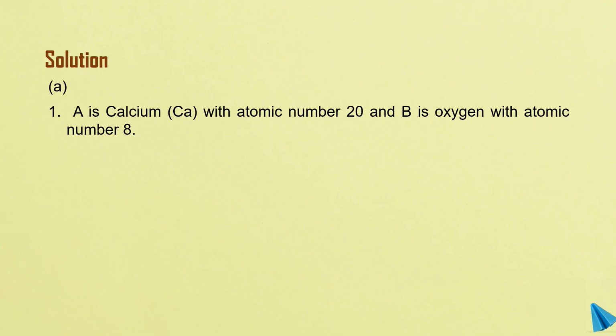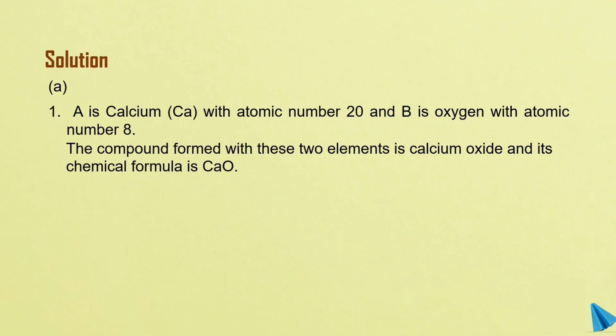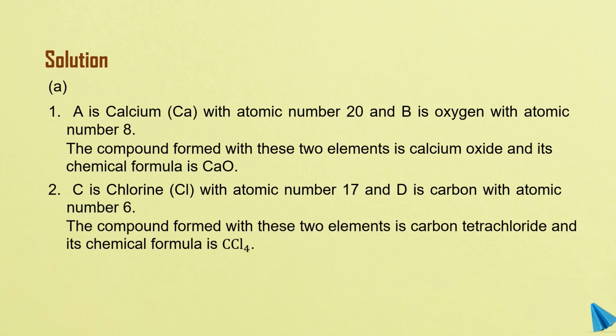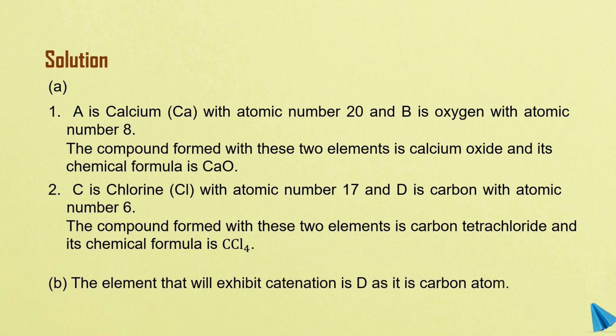So A is calcium with atomic number 20 and B is oxygen with atomic number 8. The compound formed with these two elements is calcium oxide and its chemical formula is CaO. The answer to the second one is C is chlorine with atomic number 17 and D is carbon with atomic number 6. The compound formed with these two elements is carbon tetrachloride and its chemical formula is CCl4. Part B. The element that will exhibit catenation is D as it is carbon atom.